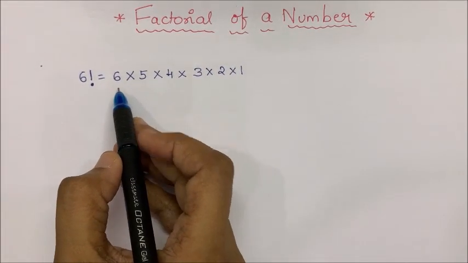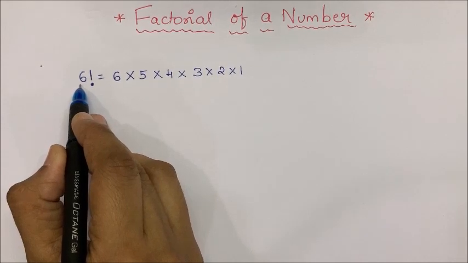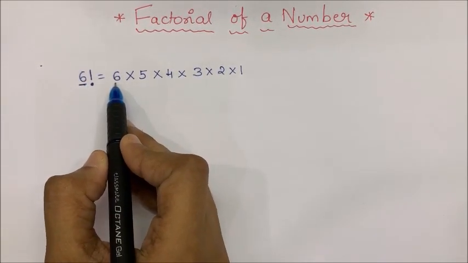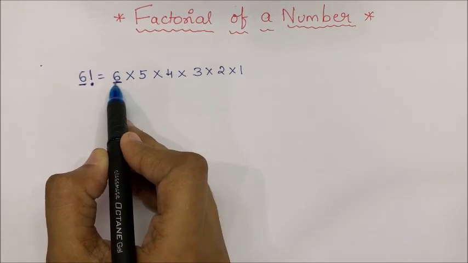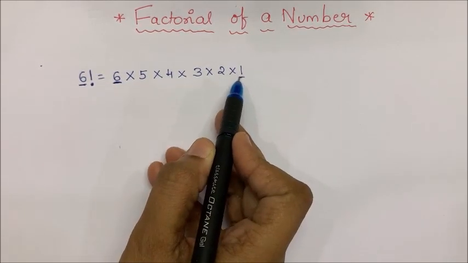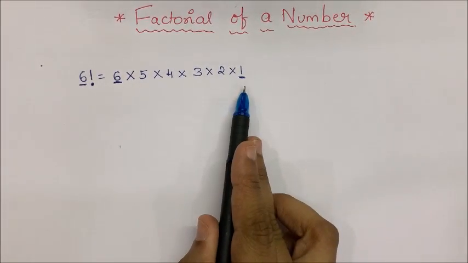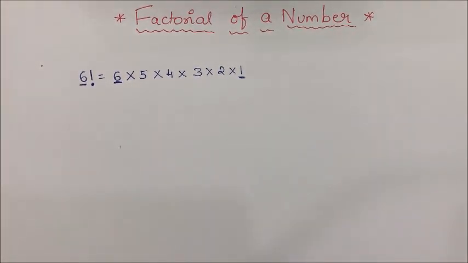So if you observe here, if you want to find out the factorial of a particular number, we are just multiplying the number starting from the number till 1. So if you know this logic, we can easily write the code.